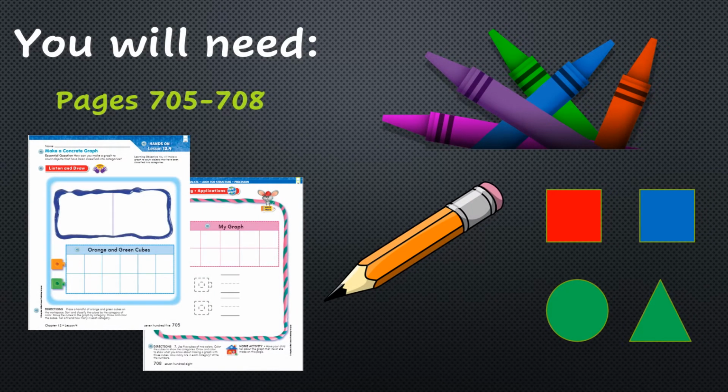The items that you'll need for today's lesson are your math pages 705 to 708, crayons, a pencil, and your bag of different colored shapes. So make sure that you have all those items, and once you've gathered everything, press play and you'll be ready to begin.